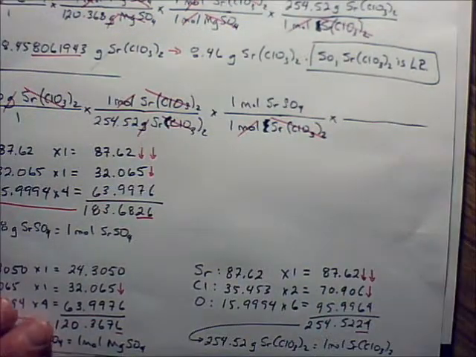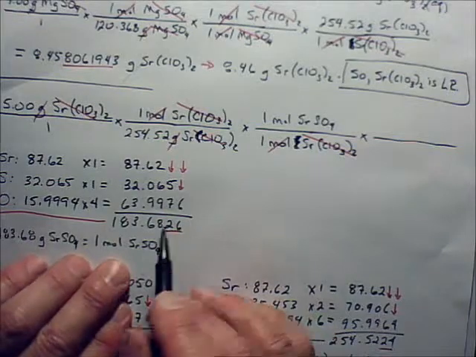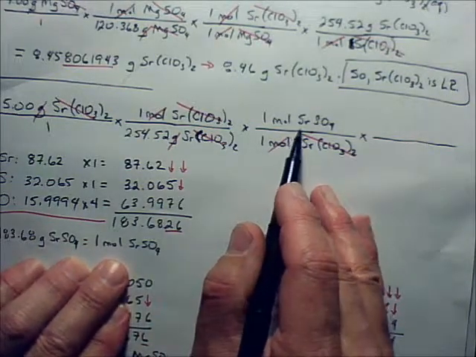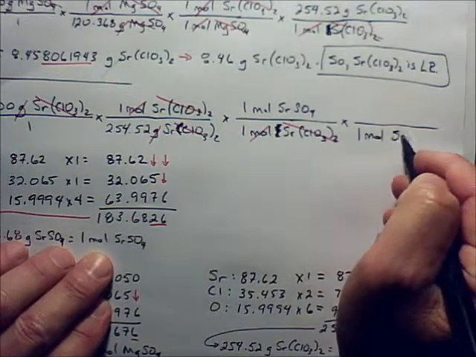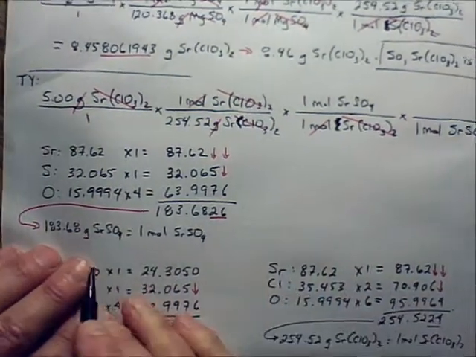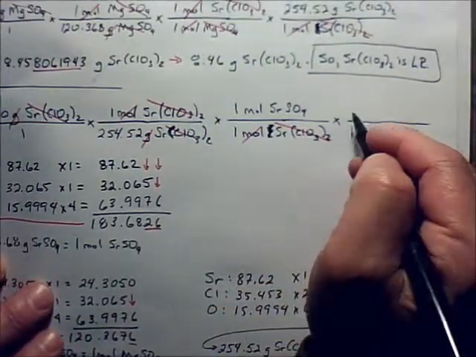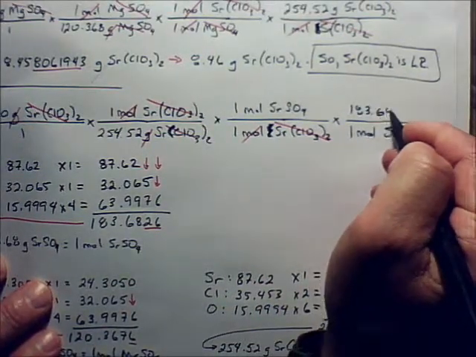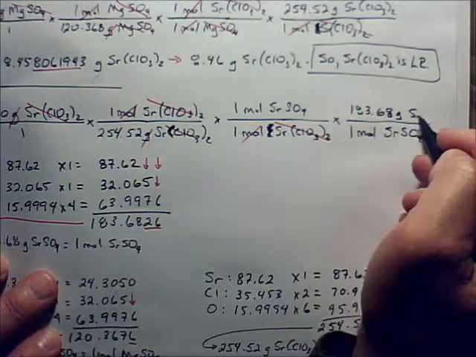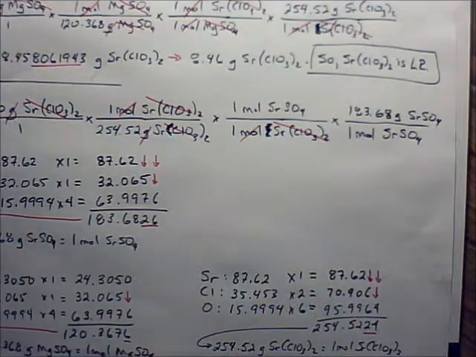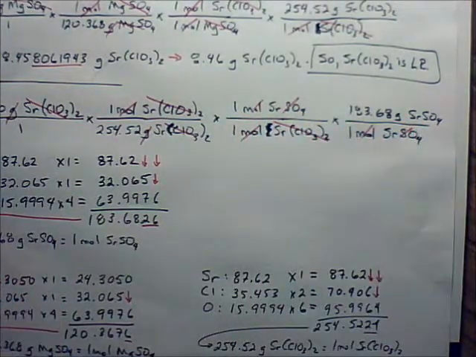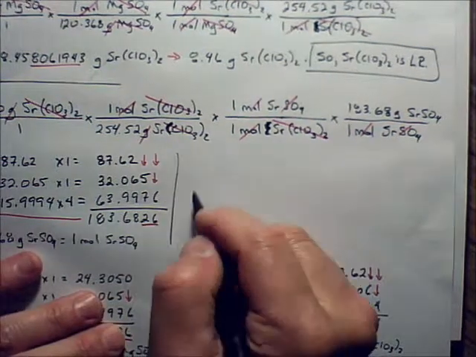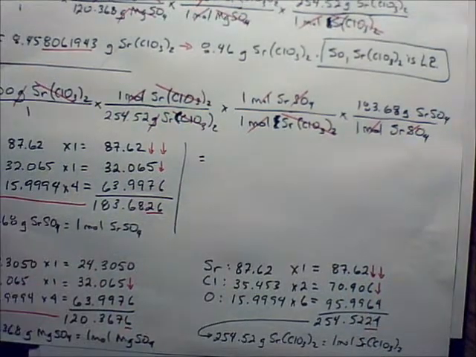molar mass ratio, the conversion unit up here. I want to match the species down here with the species in the previous step. So I need 1 mole on the bottom, 1 mole of strontium sulfate. And I'm going to put the mass on the top, 183.68 grams of strontium sulfate. Okay, cancel units and species. All right. And we can do the math now to find the amount of theoretical yield.